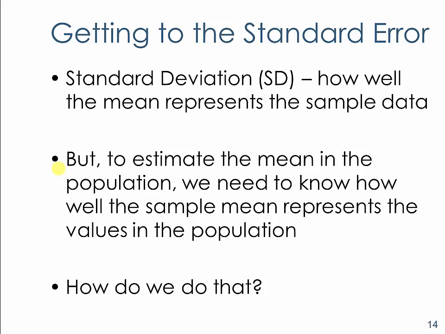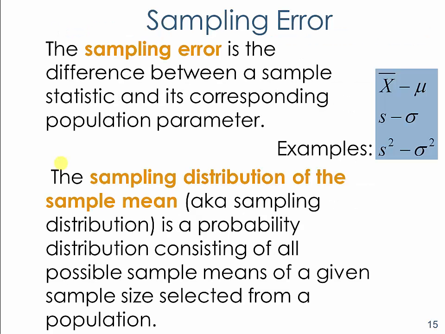Standard deviation tells us how well the mean represents the sample data. But if we're going to estimate, we want to estimate the parameter in the population. If we're going to do that, we need to know how well the sample mean represents the values in the population. Well, how do we do that? We start by looking at the sampling error. Since we are only taking a portion of the population when we sample, hence the term we sample from the population, it's unlikely that the sample mean will be exactly equal to the population mean. Same goes for standard deviation, variance, etc.